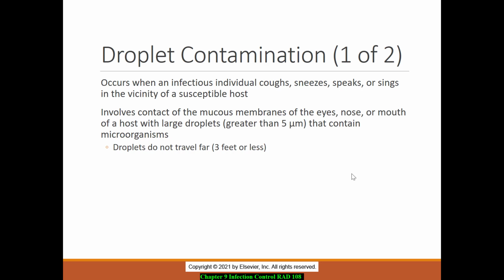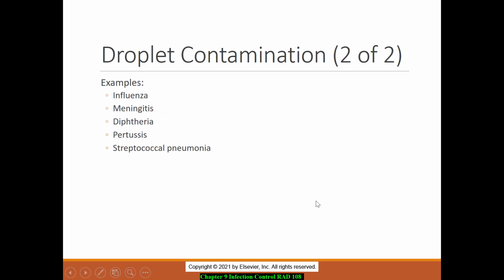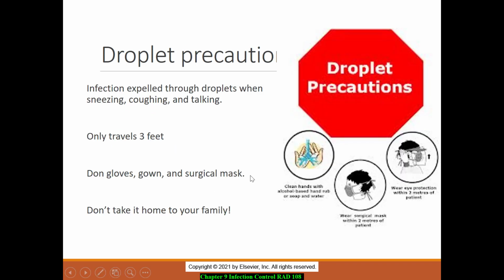So some examples are influenza that you would be familiar with. So your flu, meningitis, diphtheria, these are all things that you'll notice you had immunization vaccines for. So those droplet precautions, we do want to take into consideration that they do travel 3 feet. So usually we can wear eye protection or a mask, we want to wash our hands, we want to have our gown to make sure that we don't take those disease processes home to our family.